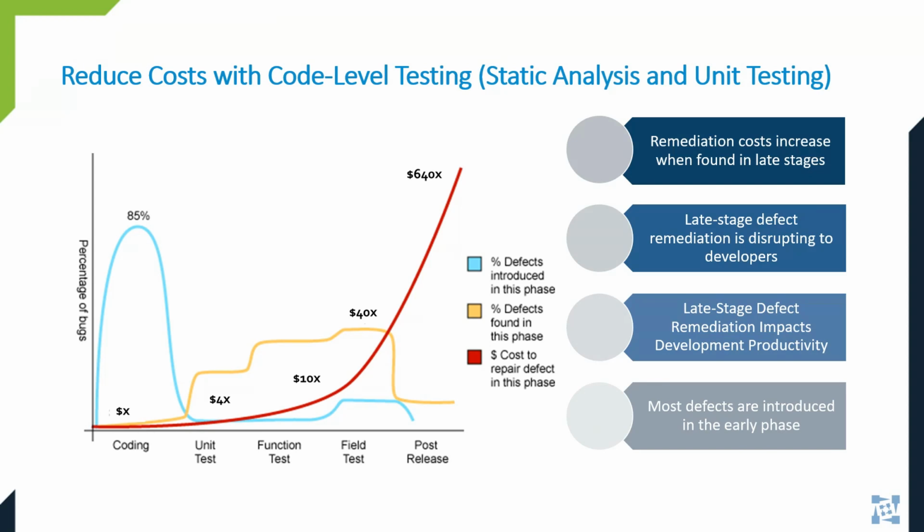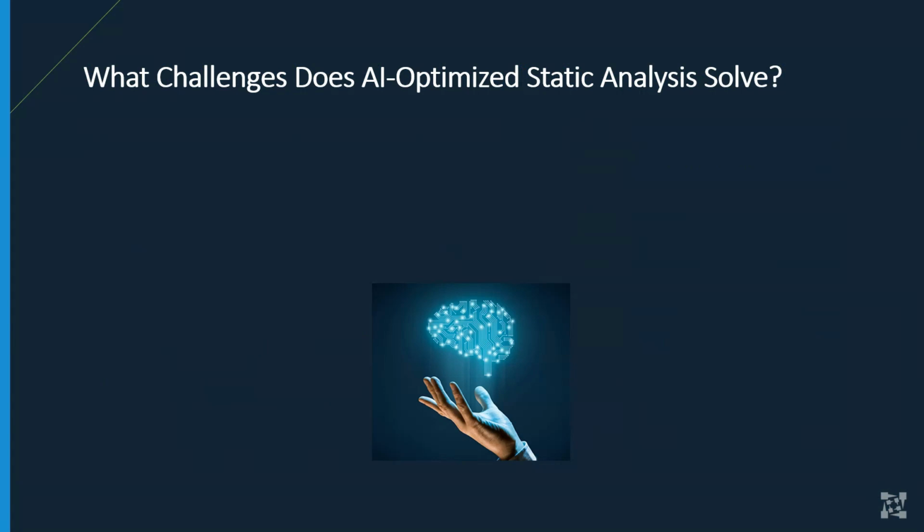So if static analysis is already pretty effective at reducing costs, finding those defects early, and increasing code quality, why do we need to optimize it with AI? Well, even though static analysis is typically easy to implement, there are still some challenges or pitfalls that could impact development teams' productivity.